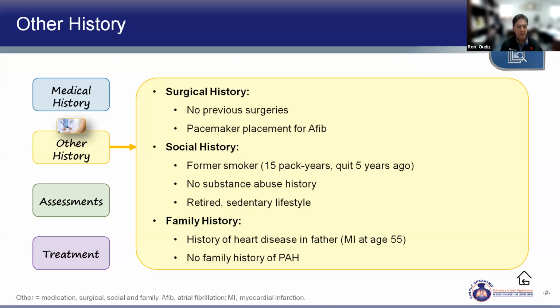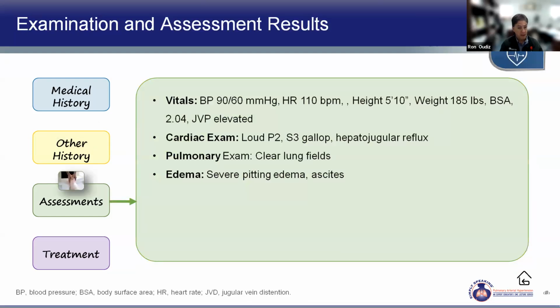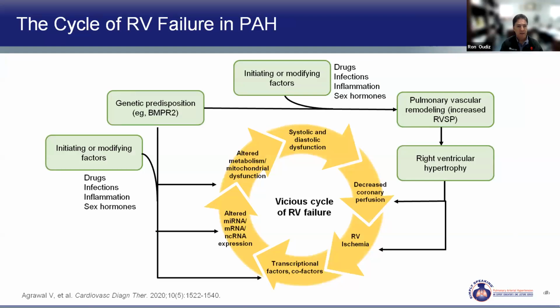He had a pacemaker placed for AFib, but no other surgeries. He used to smoke, no longer does. He has a sedentary lifestyle, is retired, and has a history of early heart disease in his father, but no family history of PAH. His blood pressure is already 90/60, his heart rate is over 100, 110 here, and his JVP is elevated. He has a loud P2, he has an S3 gallop, lungs are clear, and he has severe pitting edema, and he also has ascites.